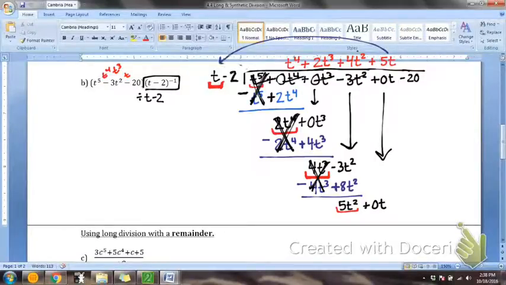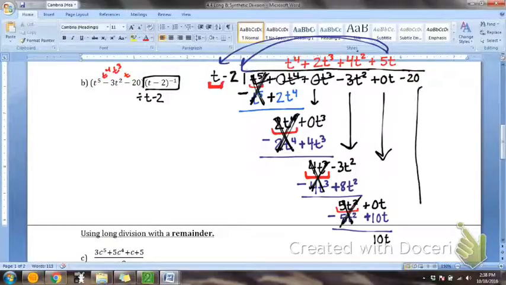Okay, so then 5t times t, 5t squared. 5t times negative 2 is what? Negative 10t. We're almost there, guys. Subtract and then change that. What's the last thing I bring down, Chelsea? That negative 20 drops down.